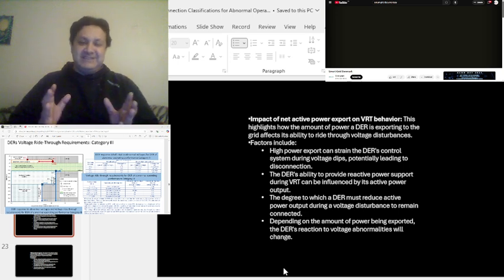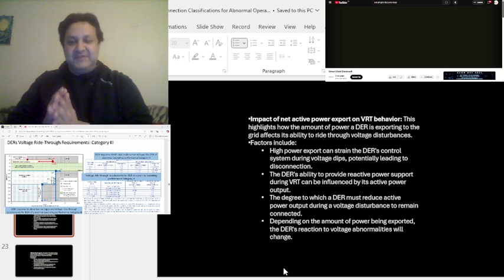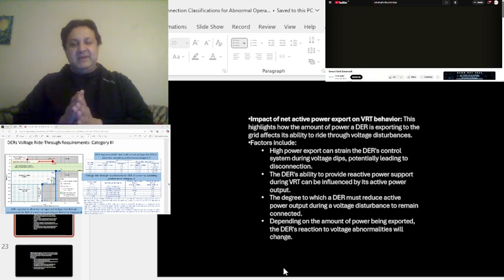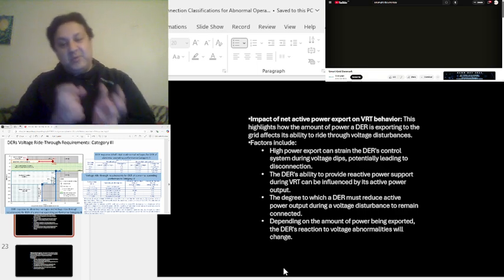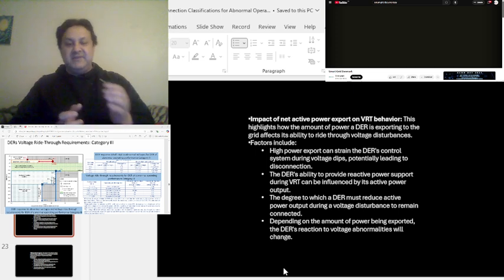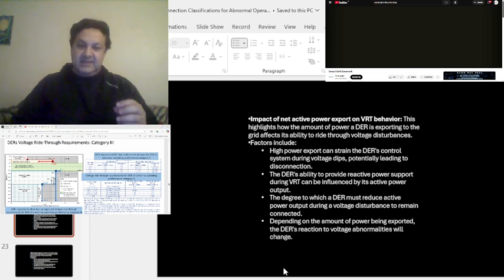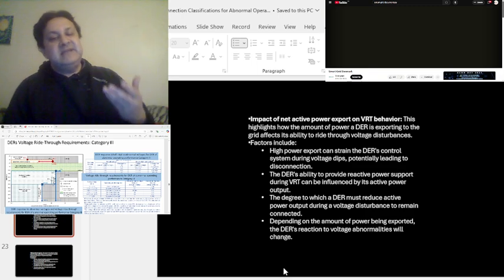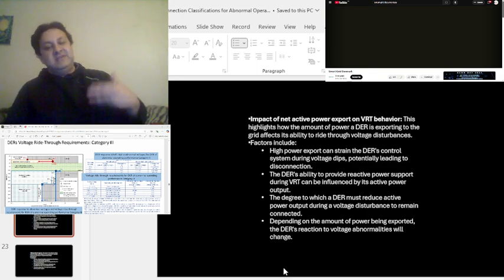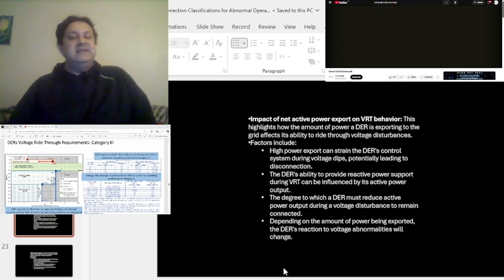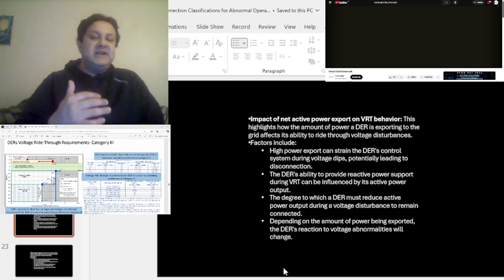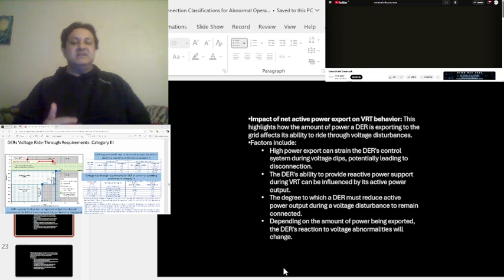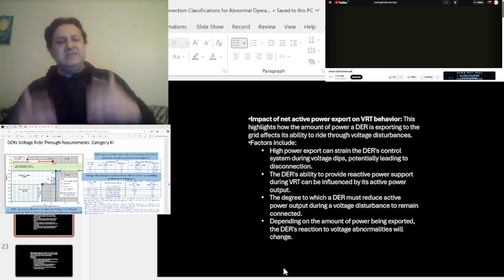Now this is a vice versa. We want that reactive power, but the DER's ability to provide the reactive power support during VRT, during that operation, can be influenced by its active power output. So there is another issue: the degree to which the DER must reduce active power output during a voltage disturbance to remain connected. So these are the factors.